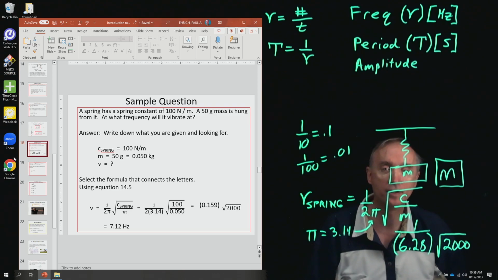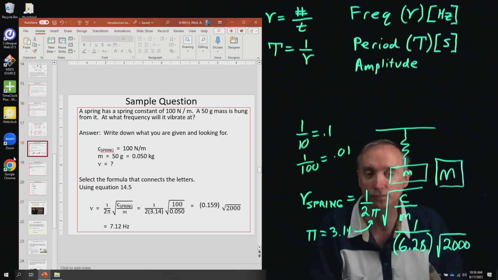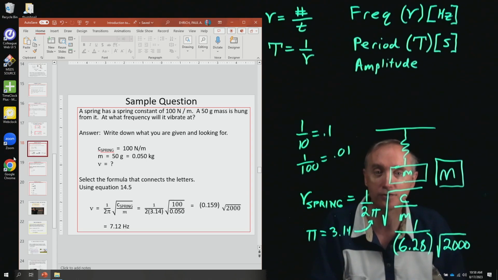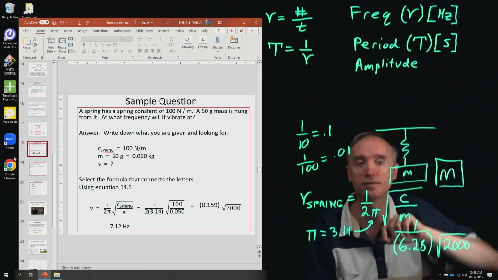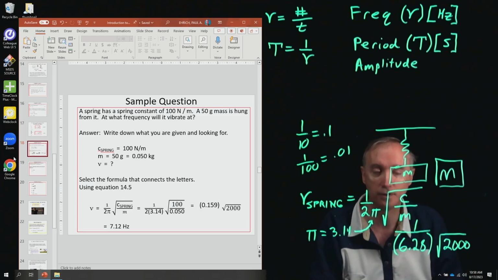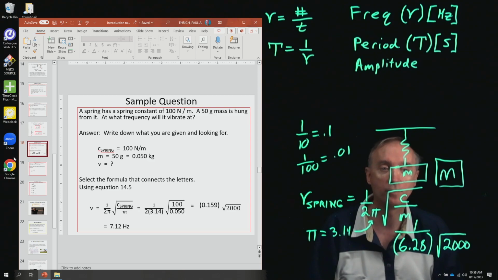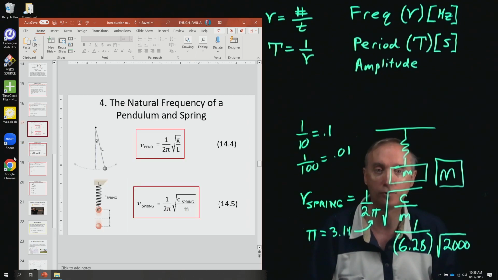So the number is 7.12, and then the official metric unit for frequency is going to be the hertz. So stick the Hz on the end of it. Okay, let's take a break, and when we come back, we are going to discuss what would be the formula for the frequency of a pendulum.